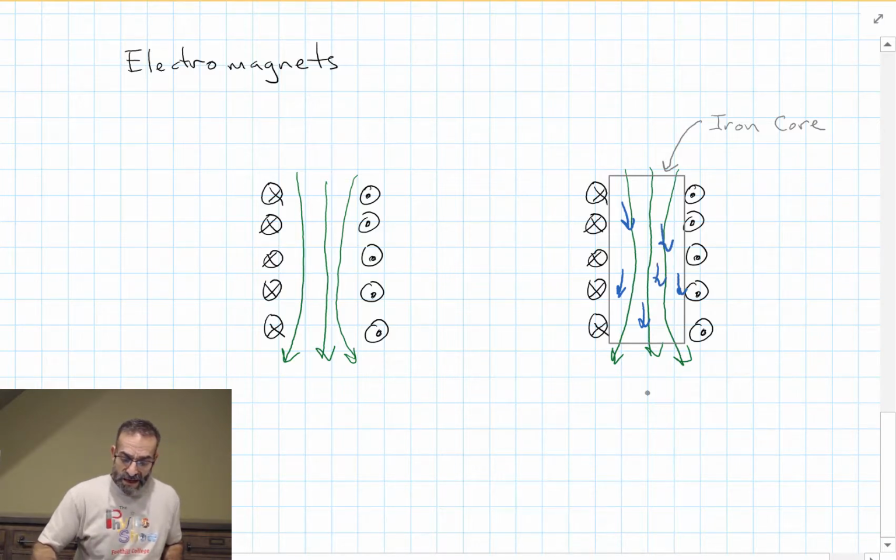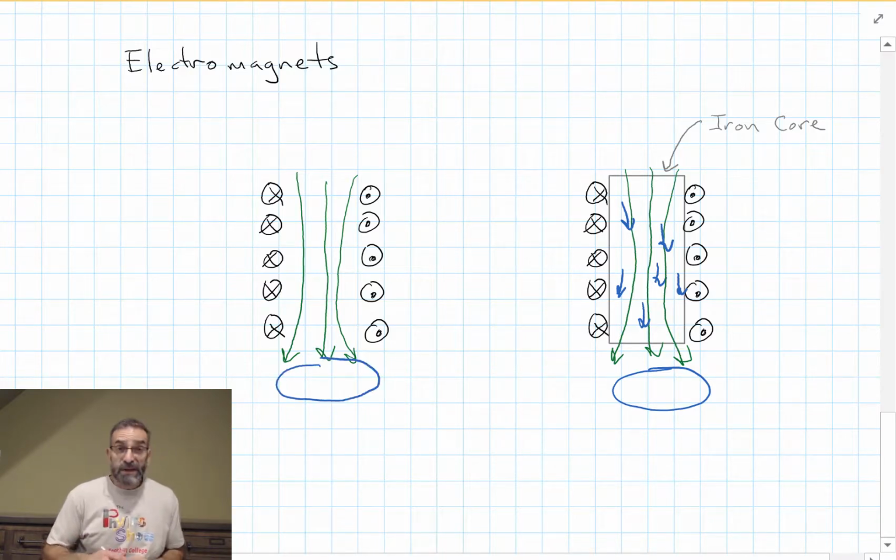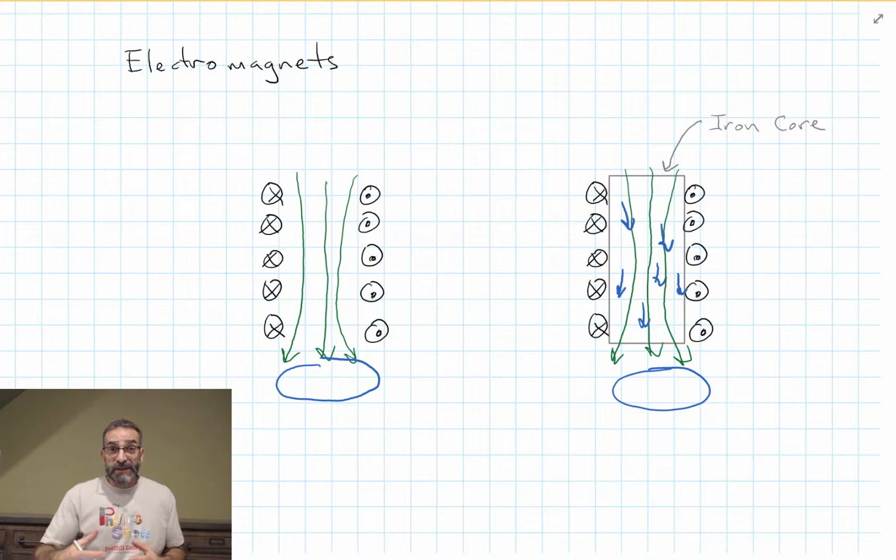And so the net magnetic field in the region below the magnet is greater when there's an iron core inside the electromagnet than it would be if there was no iron core. It's a way of intensifying the magnetic field in an electromagnet.